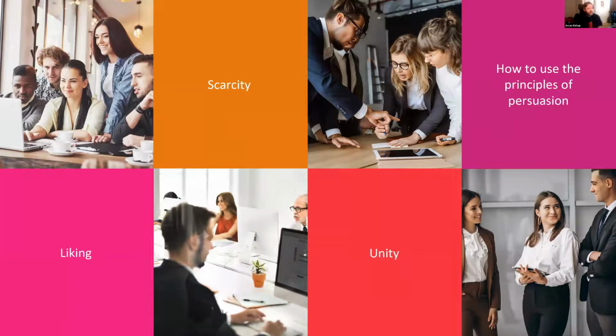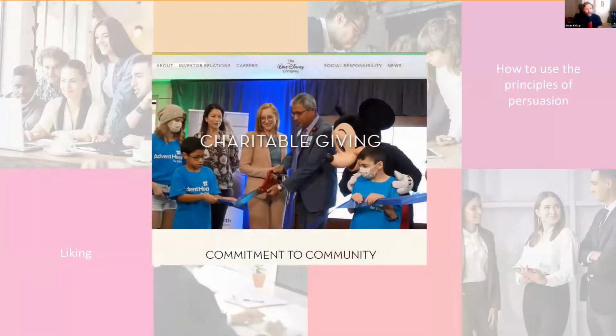So moving on to the following 3, liking, scarcity, and unity, and then we'll have a quick rundown of how to use the principles. So first of all, liking. People are always more likely to be persuaded by someone they like than someone they don't. One way to go about getting people to like you is through branding, whether it's personal or company brand. Creating an image people like is important.